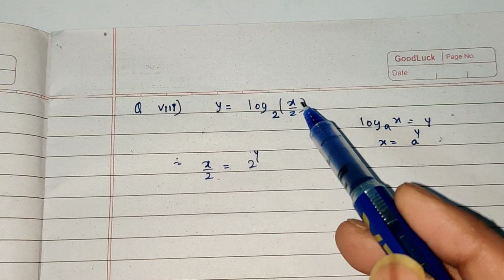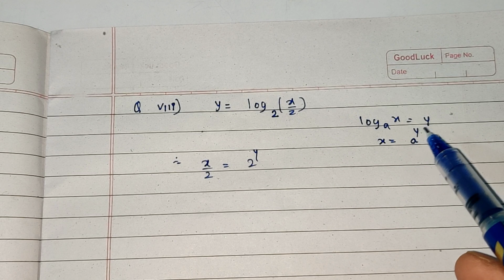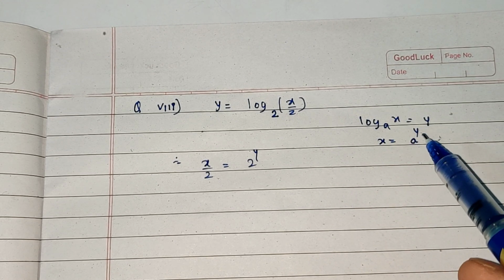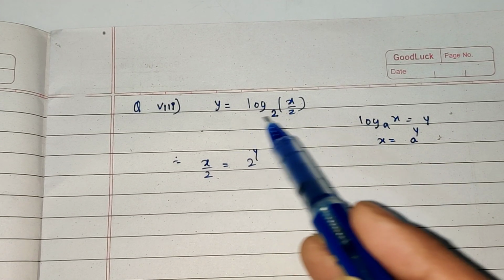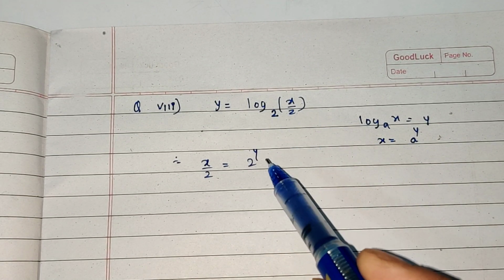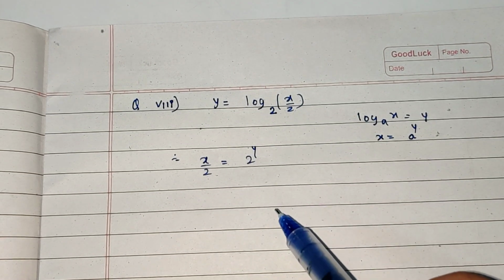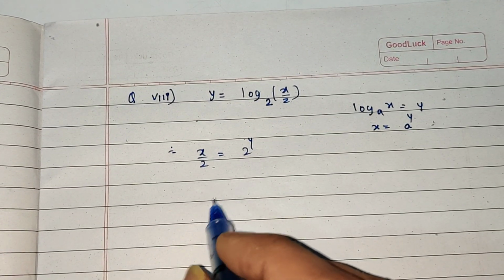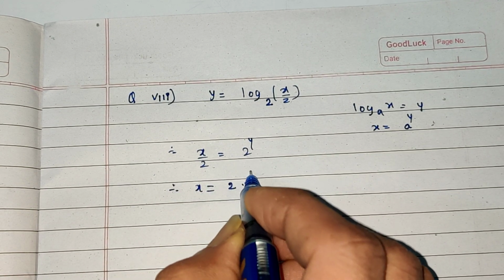y is log of x by 2 base 2. Log x base a is y, then x is a raised to power y. This is logarithmic form, exponential form. We find x in terms of y. So this is logarithmic form. Exponential form will be this, x by 2, 2 raised to power y. Therefore x is equal to 2 into 2 raised to power y.